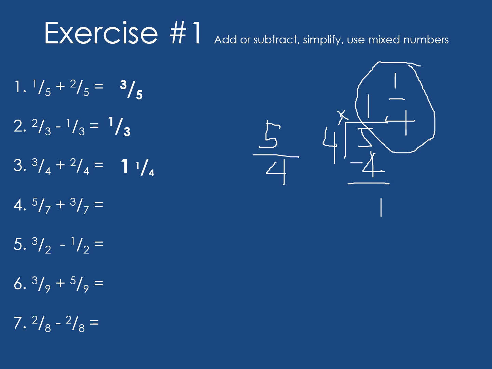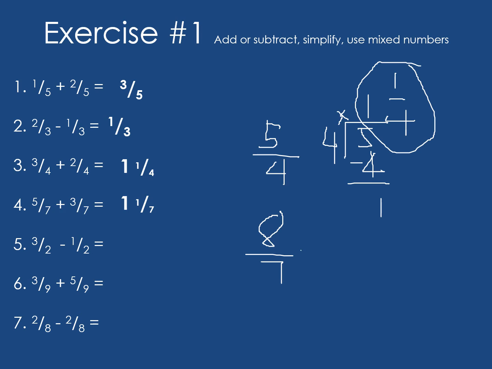Okay, next, number 4. Let's proceed. 5 over 7 plus 3 over 7. So what is your answer here? 1 and 1/7. Why is it 1 and 1/7? So 5 plus 3, the answer is 8. Then copy the denominator 7.